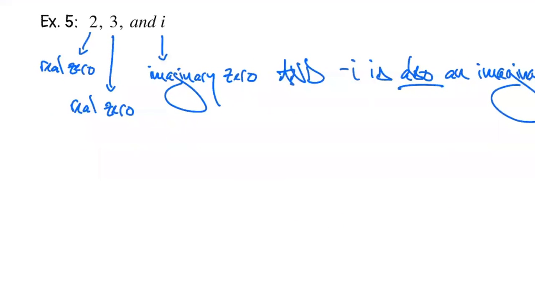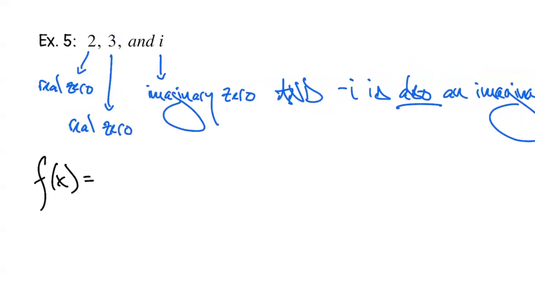All right. Talk to me about the factors. If x equals 2 is a 0, what is the corresponding factor? Good. All right. If x equals 3 is a real 0, what is the corresponding factor? Beautiful. All right. If x equals i is a 0, what is the corresponding factor?